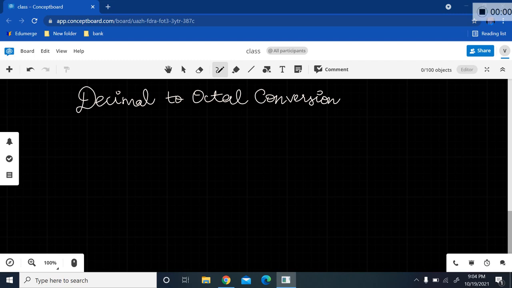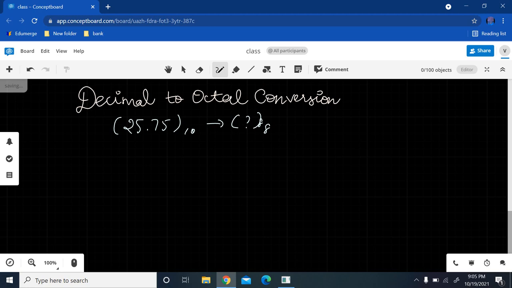So now we are going to see decimal to octal conversion and vice versa. This is our second example in number conversion. For the same number, I'm going to convert it into octal. First take the whole number part, that is before the decimal point, and do the same division method for converting the decimal number into some other radix.